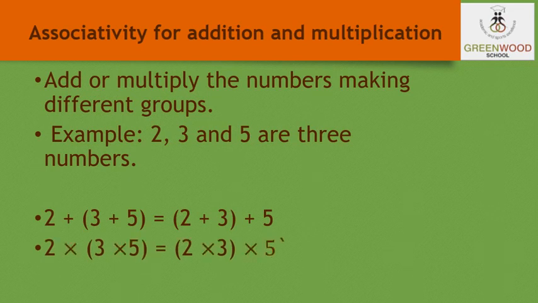Similarly, if we see for multiplication, 2 multiply by 3 multiply by 5. If I multiply 3 and 5, I will get 15, and 15 twos are 30. So the answer of left hand side would be 30. And if we see for right hand side, 2 into 3, that is 6, and 6 fives are 30. So on multiplying or adding by making any of the groups, there would be no change in the answer. That means associative rule is applicable for addition and multiplication of whole numbers.